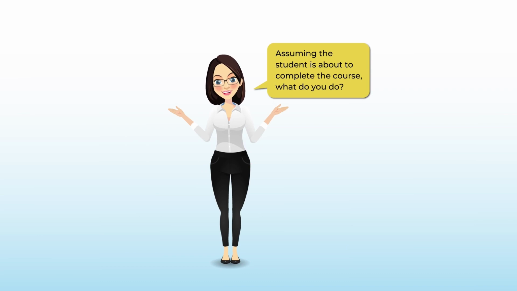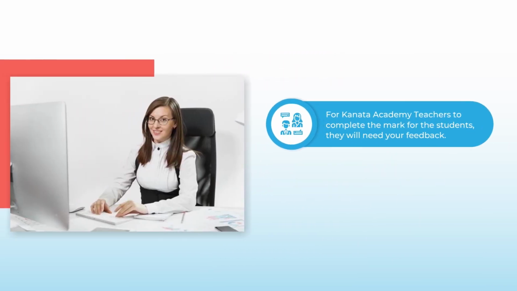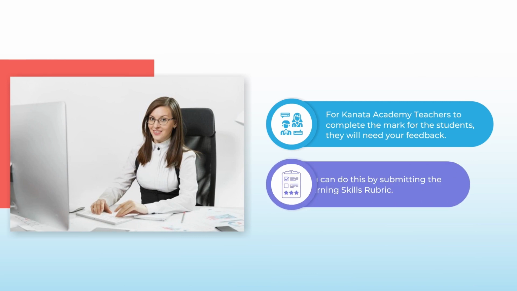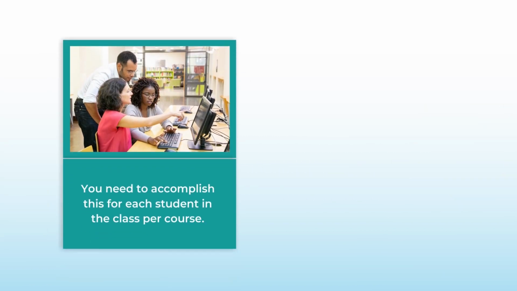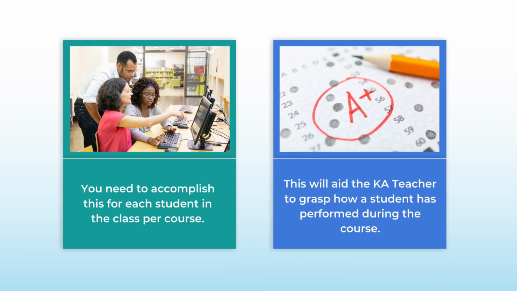Assuming the student is about to complete the course, what do you do? Here are a few more things to remember. For Kannada Academy teachers to complete the mark for the students, they will need your feedback. You can do this by submitting the Learning Skills Rubric. You need to accomplish this for each student in the class per course. This will aid the Kannada Academy teacher to grasp how a student has performed during the course.